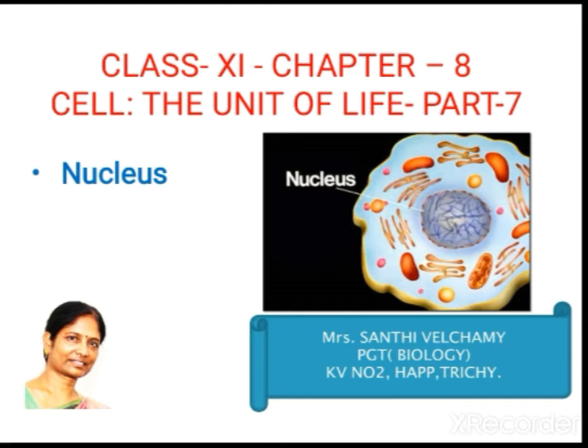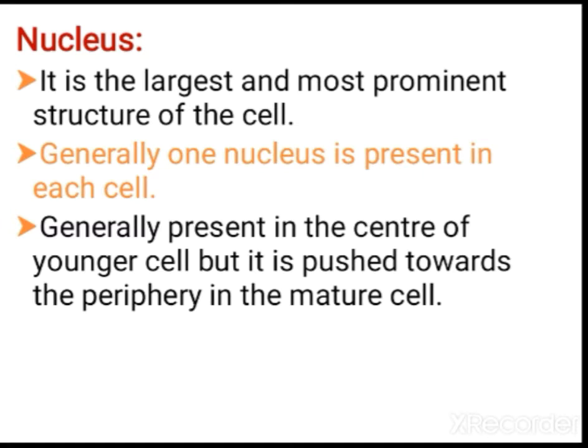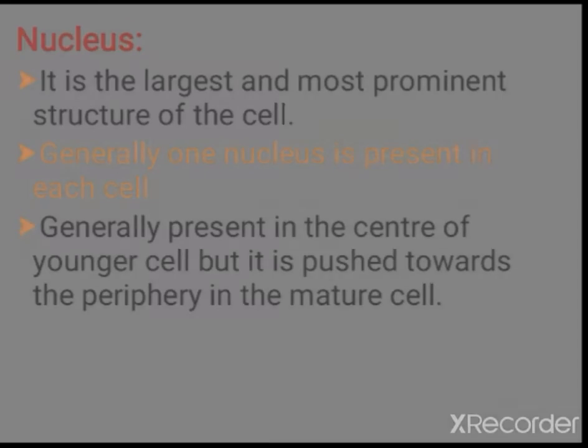So today we are going to see the concluding part of the chapter, the cell unit of life. Today we are going to study the nucleus. It is the most important part of the cell. It is the largest and the most prominent structure of the cell. Generally, one nucleus is present in each cell. It is present in the center of a younger cell, but it is pushed towards the periphery in the mature cell. Mostly in plant cells it happens like that due to the size of vacuoles.